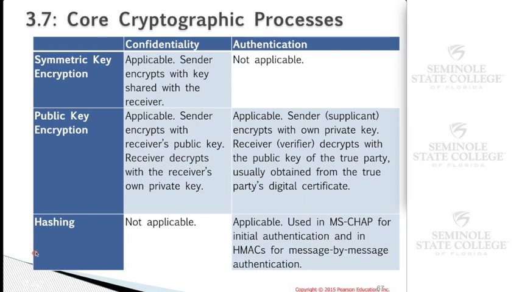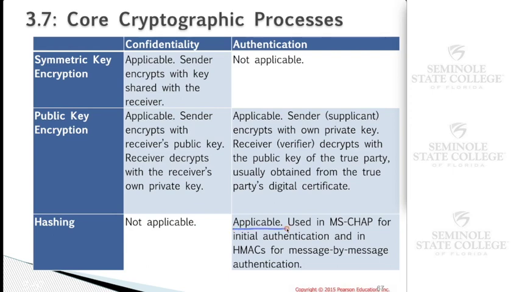Okay, in hashing, it says not applicable, confidentiality. Why? It's very simple, right? Because hashing actually is irreversible. So there's no confidentiality. Even if somebody just opens the message up, including the receiver, by itself, hashing is not going to offer anything at all. I mean, it's not even readable at that point.